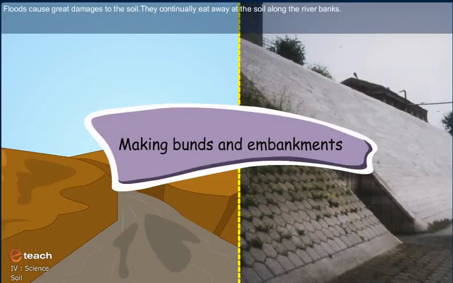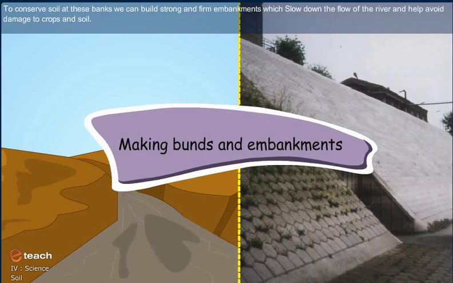Floods cause great damage to the soil. They continually eat away at the soil along the river banks. To conserve soil at these banks, we can build strong and firm embankments which slow down the flow of the river and help avoid damage to crops and soil.